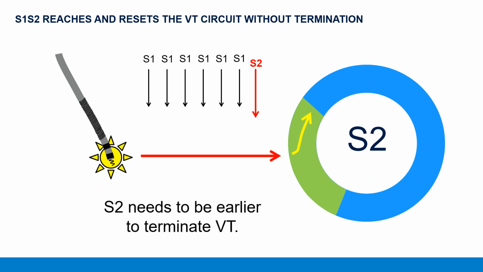In this scenario, if we were to have terminated the tachycardia, that S2 beat would have needed to be a little bit earlier so that the excitable gap was a little bit further back and that forward wavefront reached refractory tissue.